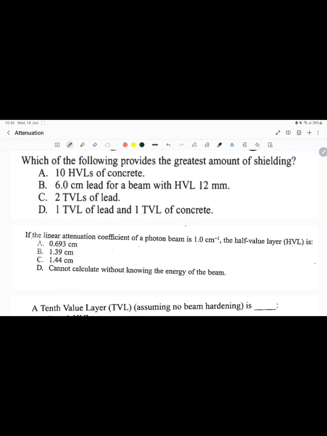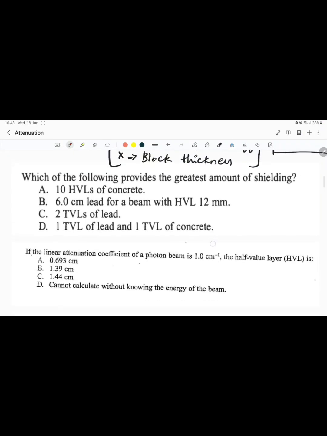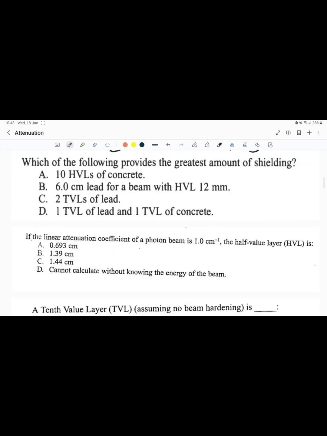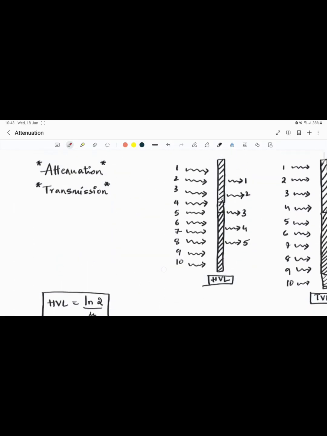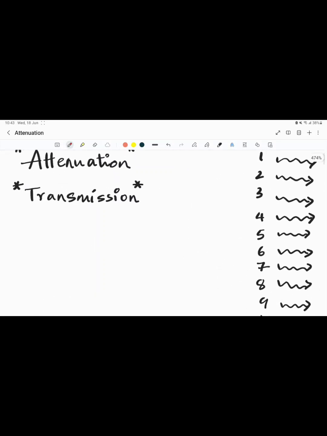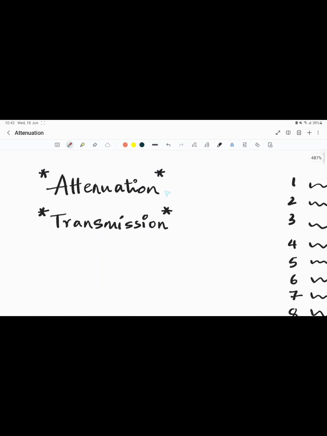Hello. So today I'll be solving a few questions on HVL and TVL, that is half value layer and tenth value layer. Before that, let's briefly understand what attenuation means and what transmission means. Attenuation basically means the photons which are stopped by the material, and transmission is the photons that are transmitted across the material.